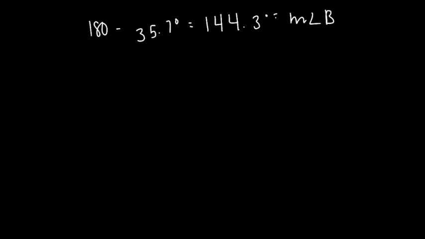And to find angle C, all we do is subtract both of the angles we have right now from 180. So 180 minus 30, which is angle A, minus 144.3, which is angle B. And this gives you 5.7 degrees.